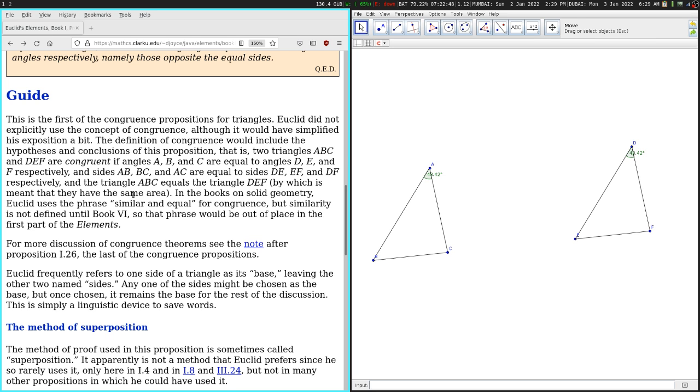Euclid frequently refers to one side of the triangle as its base, leaving the other two named sides. Any one of the sides might be chosen as the base, but once chosen, it remains the base for the rest of the discussion. This is simply a linguistic device to save words.